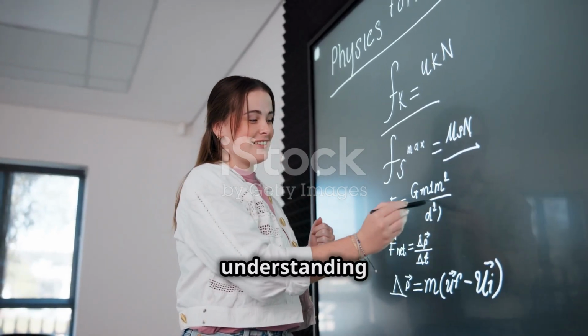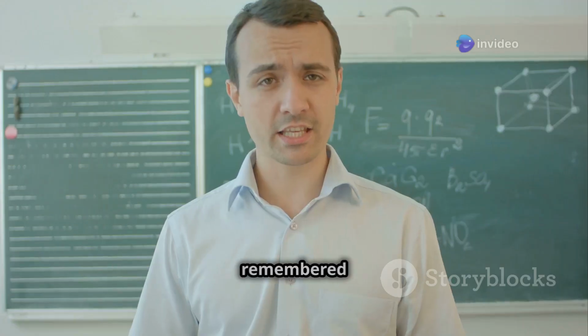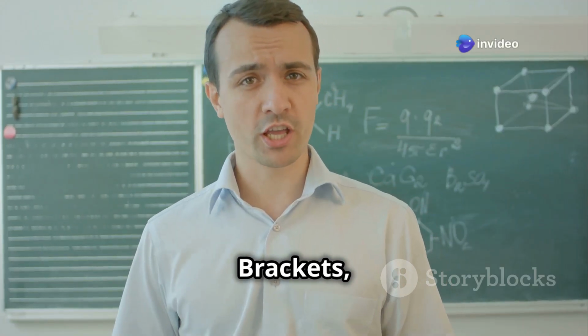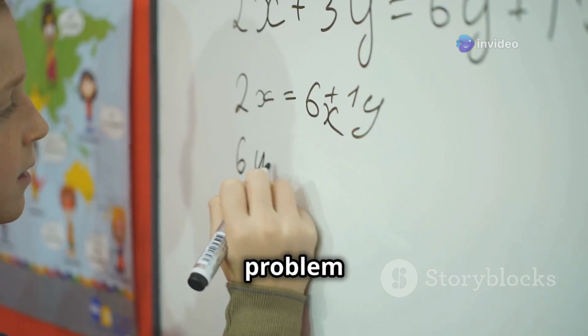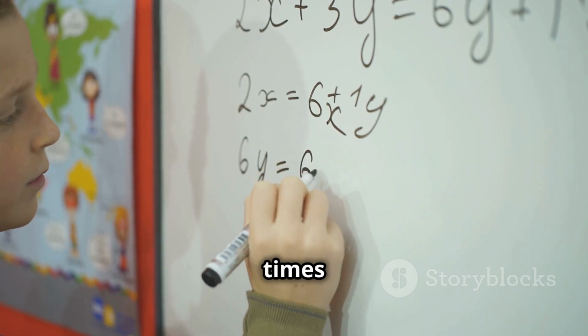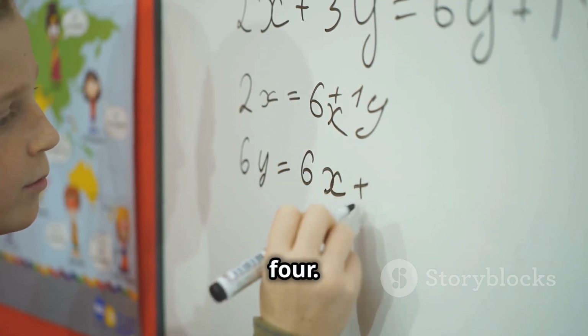This question tests our understanding of the order of operations, remembered by the acronym BODMAS: brackets, orders, division and multiplication, addition and subtraction. Our problem is 14 plus 6 times 4 minus 24 divided by 4.